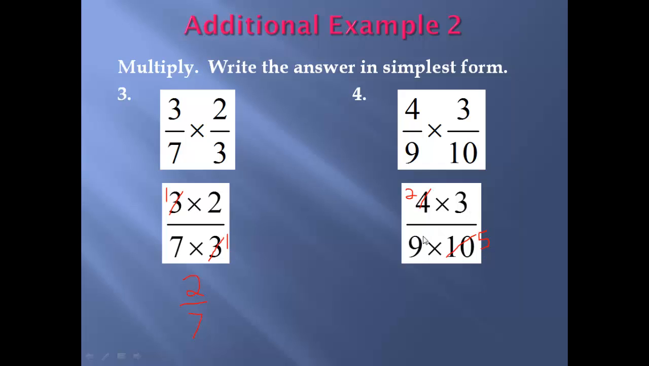Now I'm going to look at the 3 and the 9. Those also have a common factor, and that common factor would be 3. So I'm going to divide the 3 and the 9 by 3. 3 divided by 3 is 1, and 9 divided by 3 is 3. Now I can go ahead and multiply. 2 times 1 is 2, so my numerator is going to be 2, and now I'm going to look at my denominator. 3 times 5 is 15. So my answer is 2/15, and 2/15 is in simplest form.